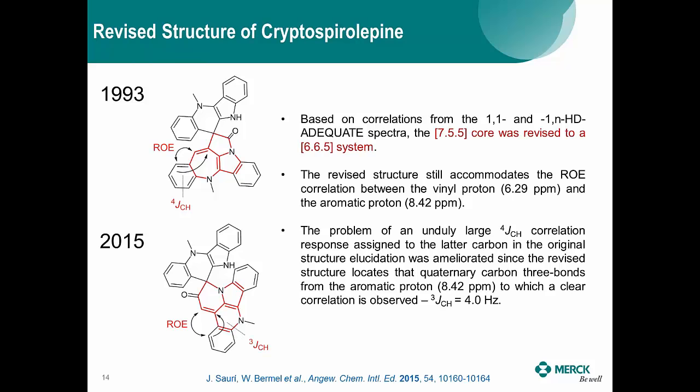So you can see that the core of the structure is completely different from 1993 to 2015. The key experiment that allowed us to revise the structure was the 1,1-ADEQUATE, which provides the key information that the vinyl proton is actually 2 bonds away from the carbon.